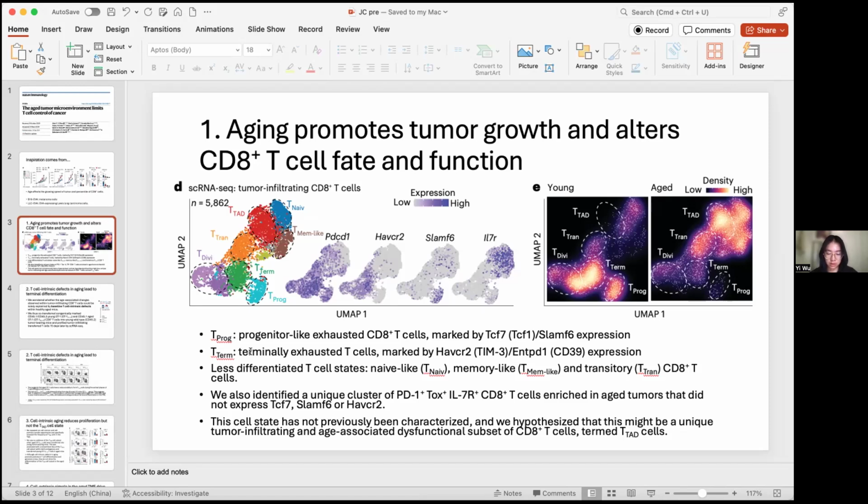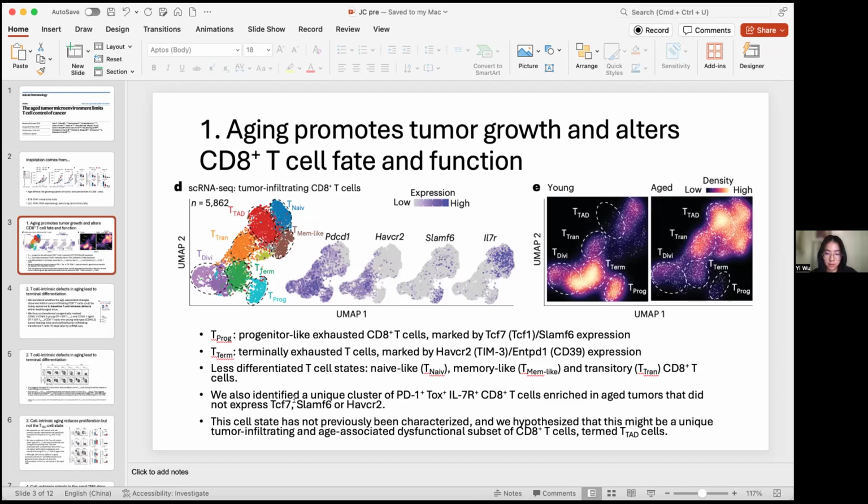This is actually good because in this way, it means that they are functioning correctly and they're doing their job. And in aged mice, the more enriched cell populations are less differentiated T cell states, like naive-like T cell, memory-like T cell, and transitory T cells. They're less differentiated and I guess worse in doing their job.